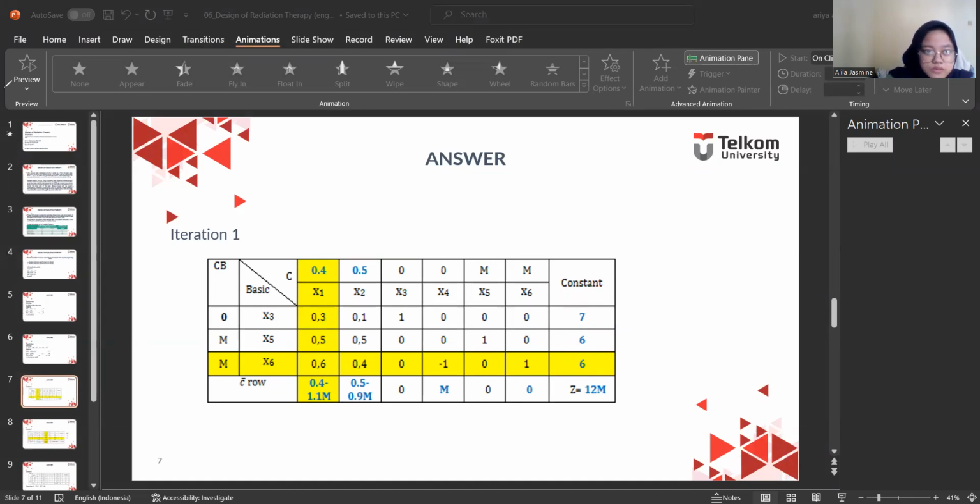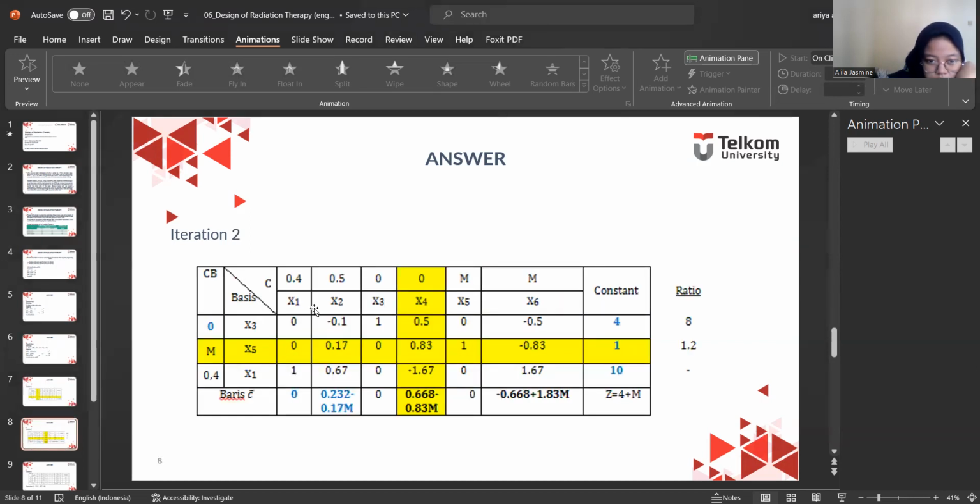Next, when we have the row and the column that we want to use, the pivot element must be 1 and the other rows have to be 0. So that this 0.6 can become 1, we have to divide it by 0.6, so we get 1. So all of the third row will be divided by 0.6, and here's what we get.